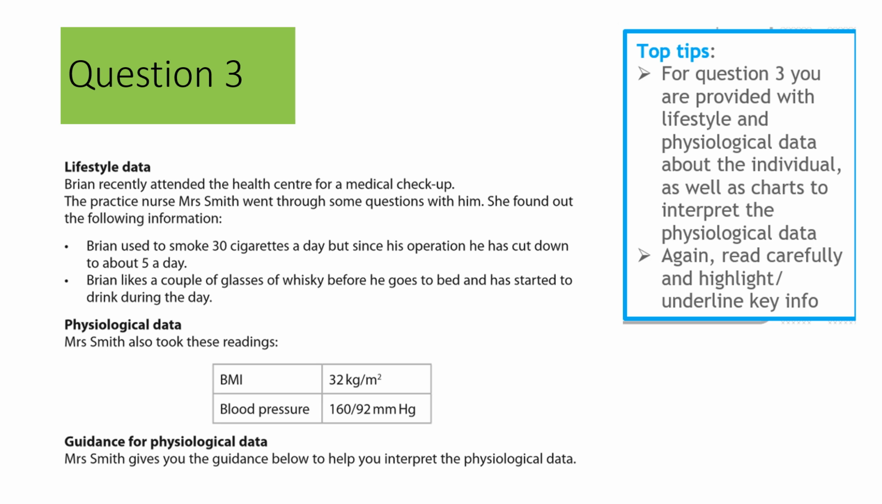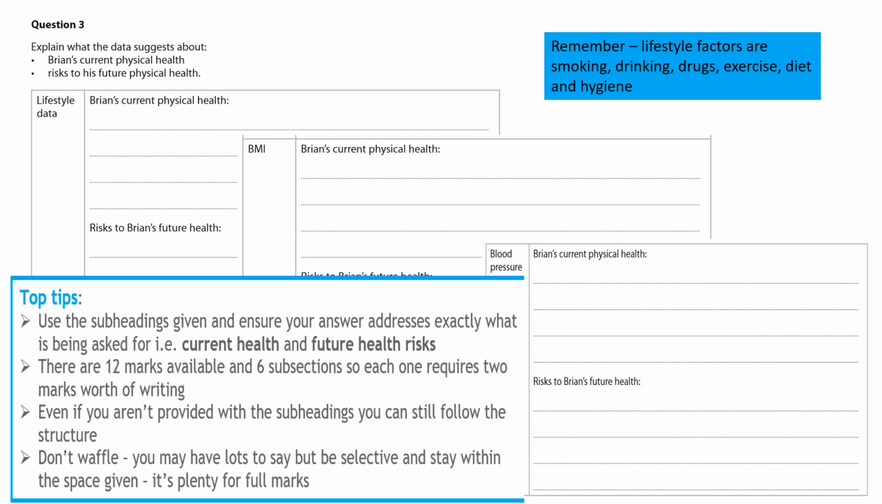So in this question you'll have all the physiological data about Brian, and you will be expected to interpret it and say what his blood pressure or BMI in this case are. Are they good? Are they bad? You will then be expected to explain what the data you have analysed suggests about Brian's current physical health and risk to his future physical health.